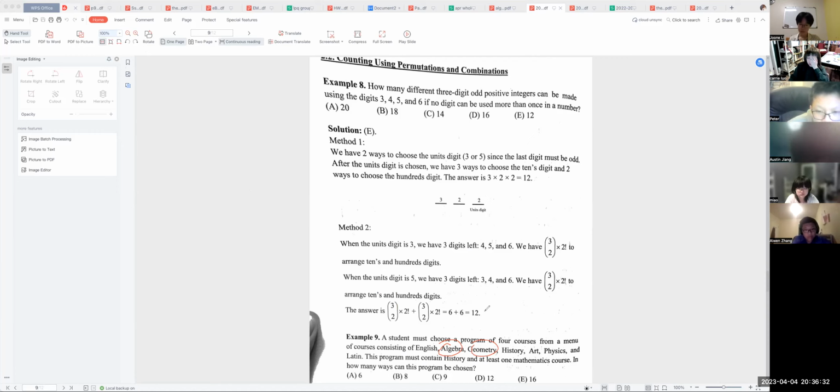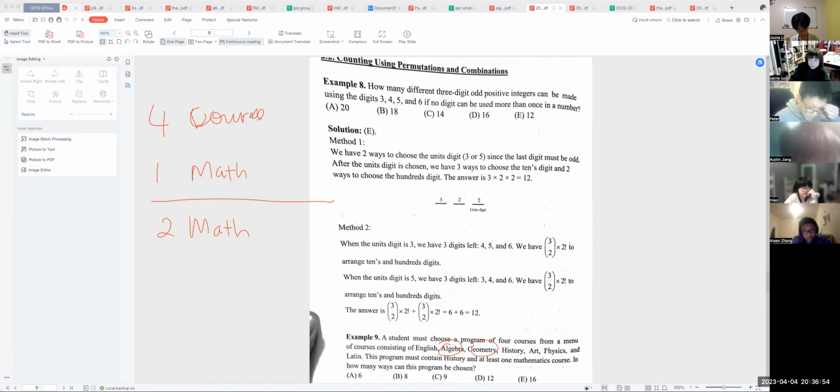Okay, 这个学生一定要选4门课, okay? 4 courses. I'm going to give you a little bit of a hint, everybody, especially Peng Peng and Calvin. You need to think about whether 1 math course is chosen or 2 math courses are chosen. Get it? 他说 at least 1 math course needs to be chosen.